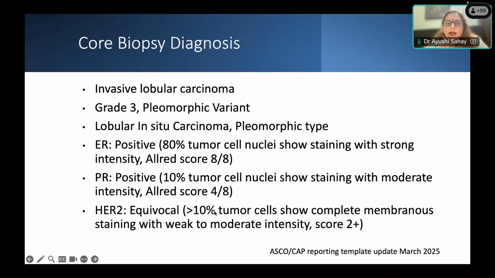And your core biopsy diagnosis in this case should be an invasive lobular carcinoma, grade 3 pleomorphic variant. You have to give the Nottingham scoring. In addition, you have lobular carcinoma in situ, pleomorphic type, and then the biomarker report. The findings have to be included in the final report.